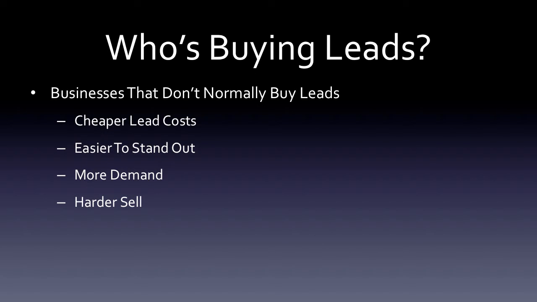The con of selling to businesses that don't normally buy leads is that it is a slightly harder sell. Companies like mortgage companies and attorneys and most financial companies are used to buying leads in bulk. They're used to buying live transfer leads. So they're just going to be concerned with the cost and the quality of the leads. The conversation is very different when you're trying to sell to them.